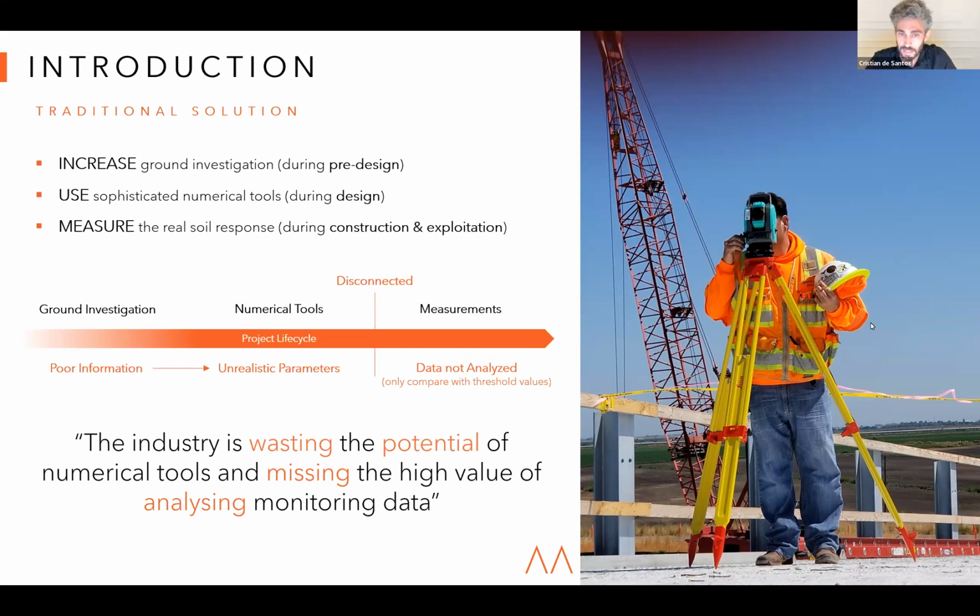So we can say that there is a kind of disconnection between the reality coming from our sensors and our predictive models, which are our designs. So we are wasting part of the potential of the numerical tools that we can use, and also missing the high value of analyzing monitoring data that is available right now, but nobody is proactively analyzing.